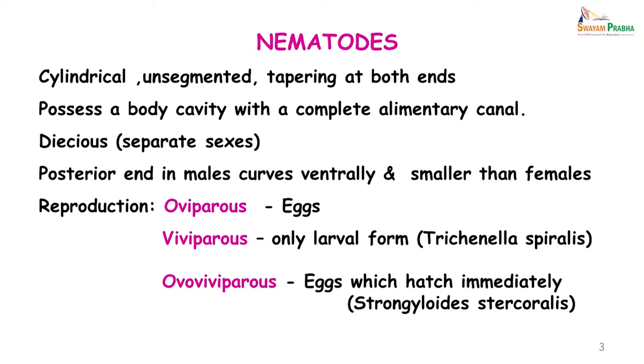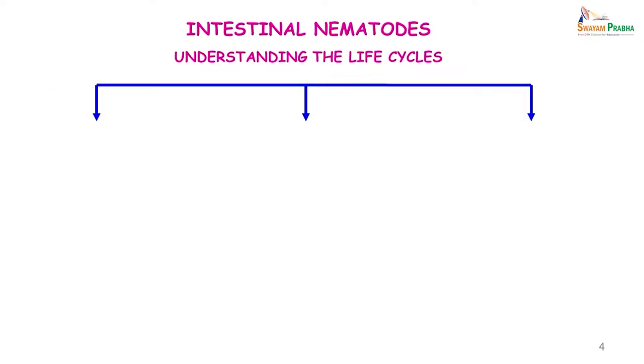Reproduction of these intestinal nematodes can be oviparous, in which case they deposit eggs. It may be viviparous, where only a larval form is seen, or they may be ovoviviparous, that is, the eggs are laid and hatch immediately, as is seen with Strongyloides stercoralis. Now, remembering the life cycles of all these worms is usually very complicated. So I've tried to break it down into a simpler form.